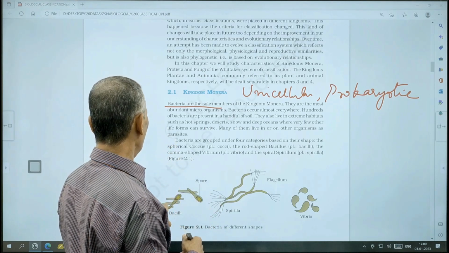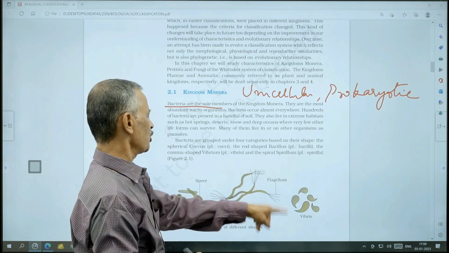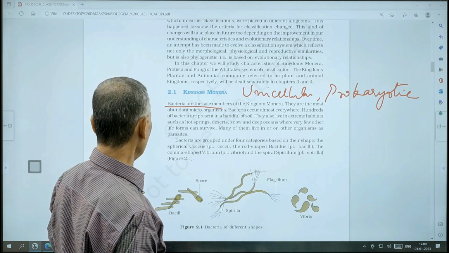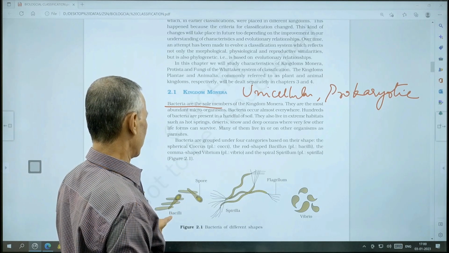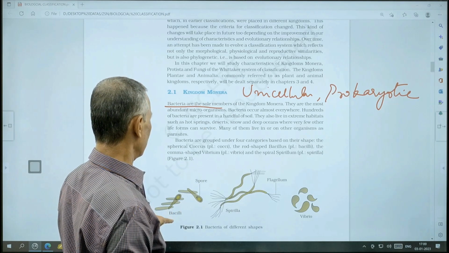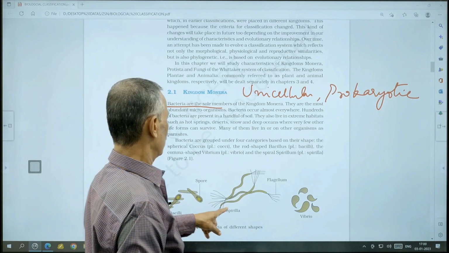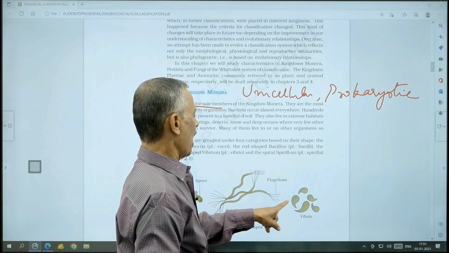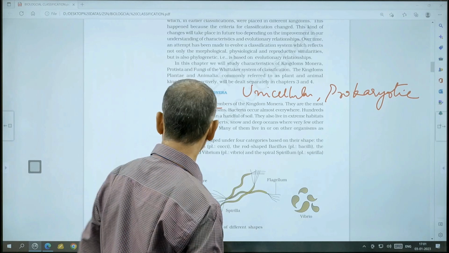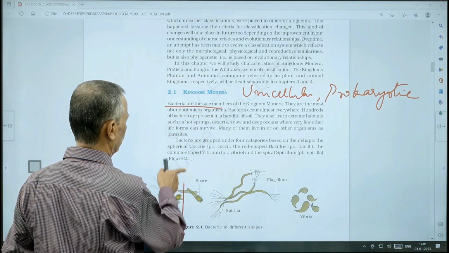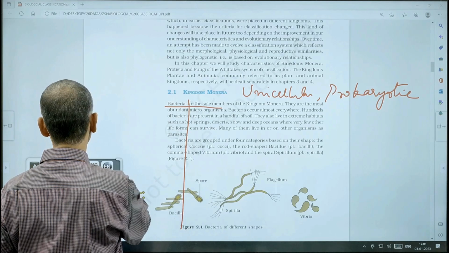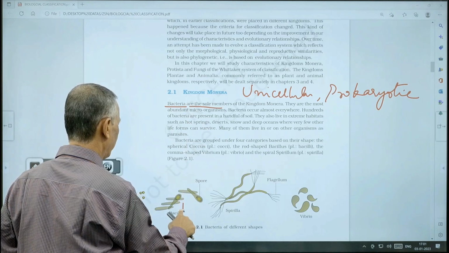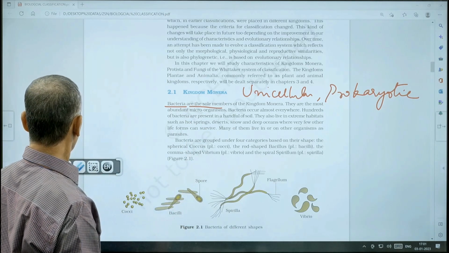Bacteria can be grouped into four based upon their shape. If they are spherical or globular, coccus, cocci plural. Bacillus, singular, if they are rod shaped, elongated, bacilli, plural. Spirillum, if they are coiled like a spring. And if they are comma-like, it is called vibrio. So this classification is mainly based upon the appearance, the shape of the body.